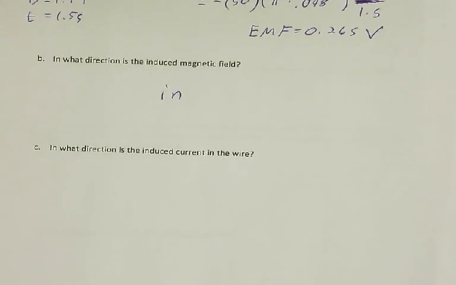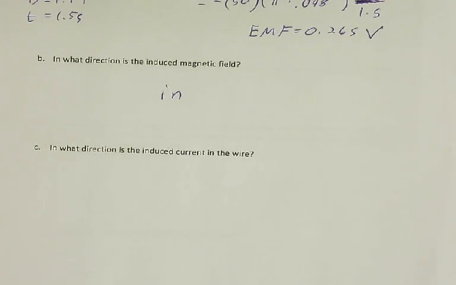Think of it as a coil of wire, and your field is going in. So the field is going in. I wrap my fingers around, and I lay my thumb across. And what direction is the current going? Around the loop, clockwise. And that's my answer for the direction of the current of the wire.